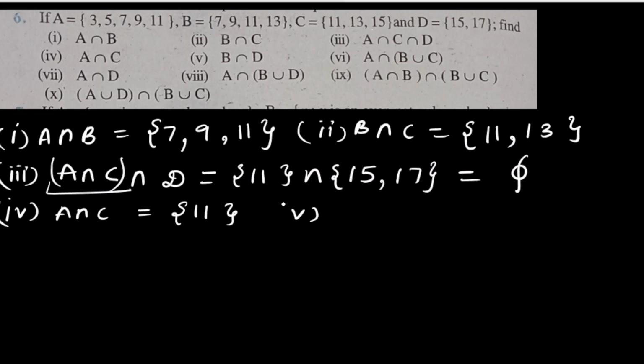Fifth part is B intersection D. Common elements of B and D we have to see. See, B's elements are 7, 9, 11, 13. 7 is not there in D. 9 is also not there in D. 11 is also not there in D. 13 is also not there. So no same element. It is the empty set. B intersection D. Now, fifth we have done. Sixth one.